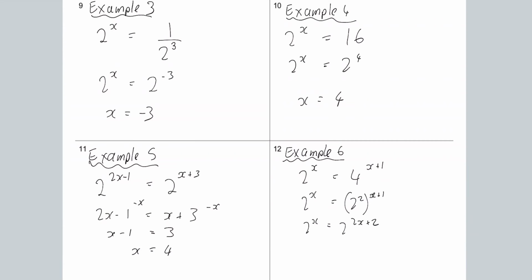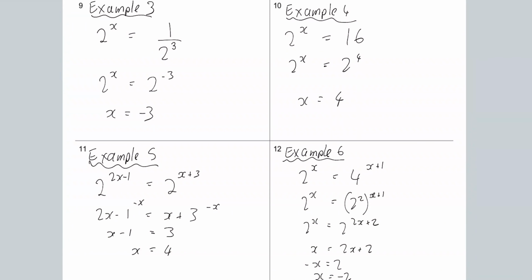2 times x is 2x. 2 times 1 is 2. We've got to expand. And now we can say x equals 2x plus 2. And we can say that negative x equals 2. So x is equal to negative 2. Boom, boom, shake the room. Should work. 2 to the negative 2 on one side, and on the other side, 4 to the negative 2 plus 1 is 4 to the negative 1.